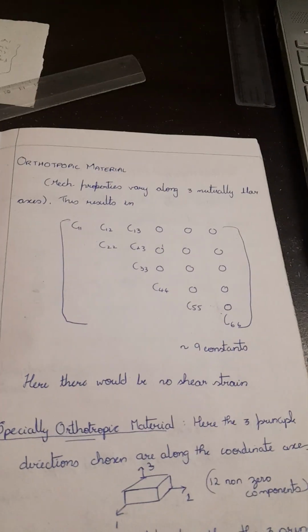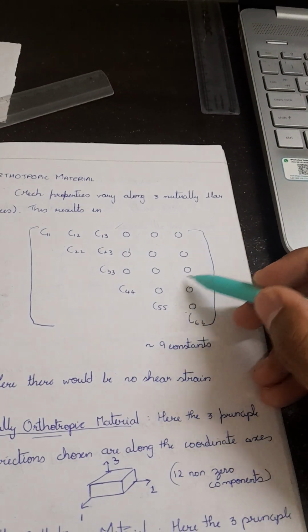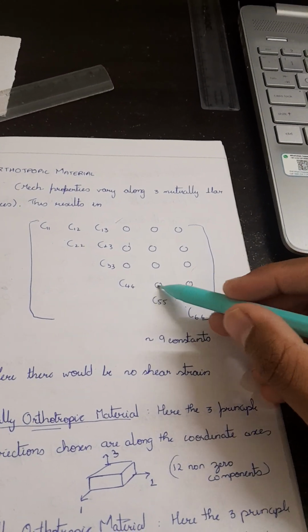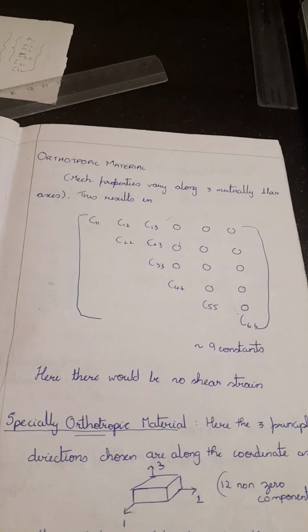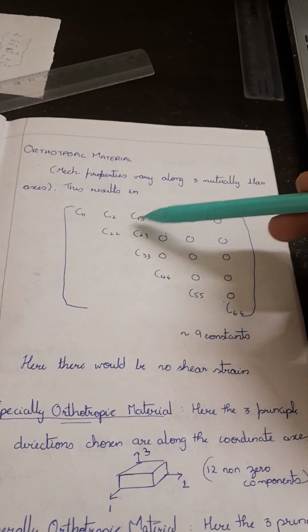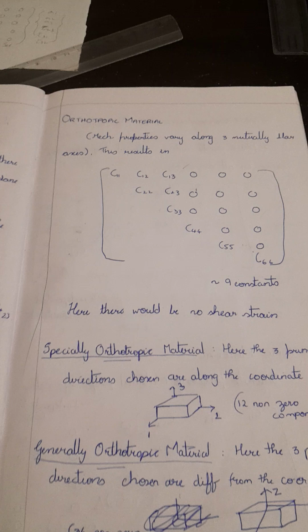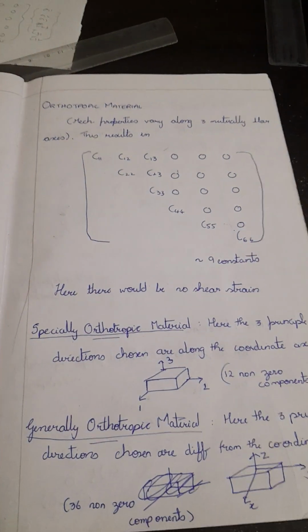What you need to observe is the 3 by 3 matrix on the top is 0, and this triangular matrix in here is also 0. So you basically have 9 independent constants in here, that is 1, 2, 3, 4, 5, 6 and 8, 9. Now in orthotropic, we've got two cases: specially orthotropic and generally orthotropic.